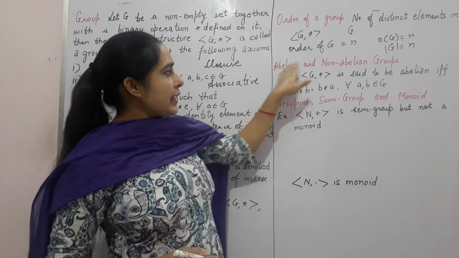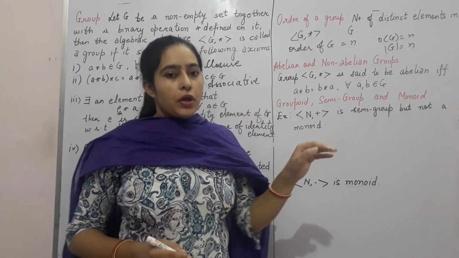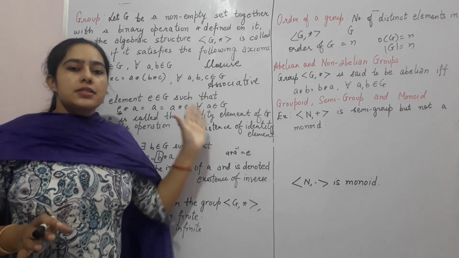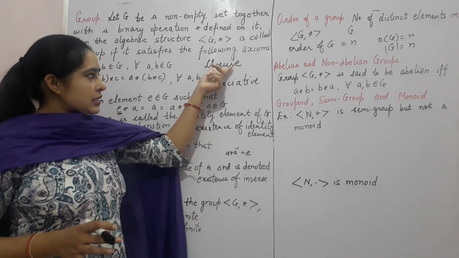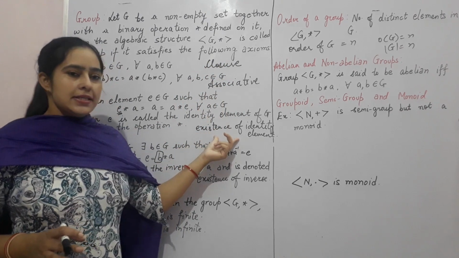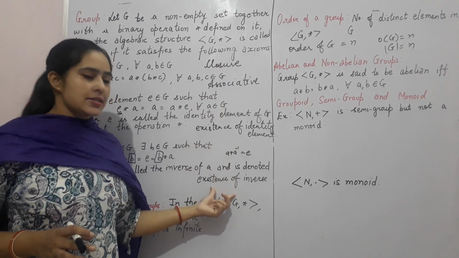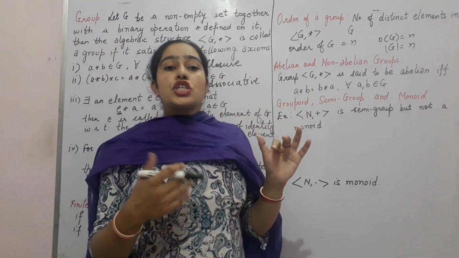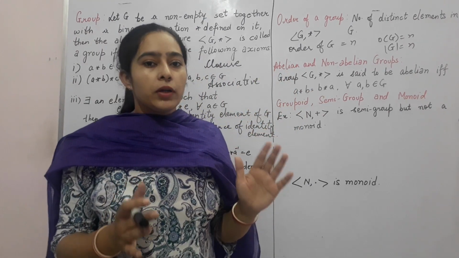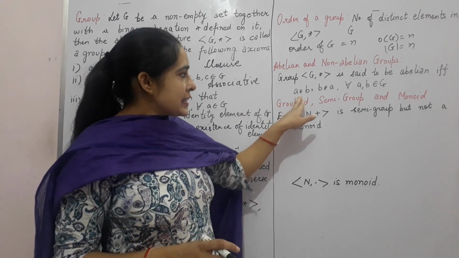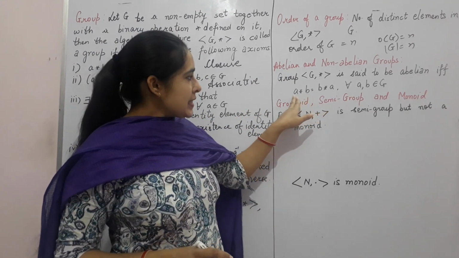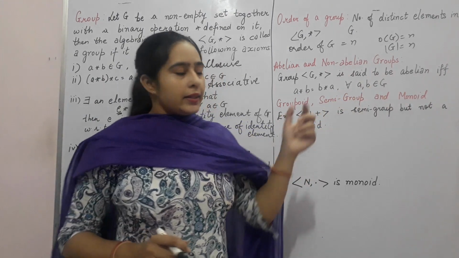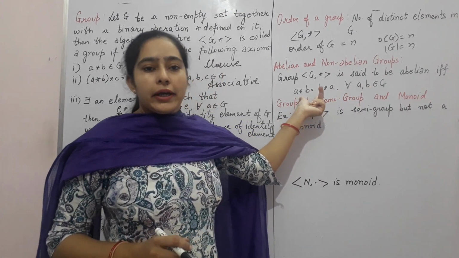Next is abelian and non-abelian groups. Now we have studied here that to form a group, four axioms should be satisfied. First one is closure, then associative, then existence of identity element, and then existence of inverse. Now to form an abelian group, one additional property should be there. A group will be abelian if it satisfies this property: a star b is equal to b star a for all a, b belongs to G. This property is known as commutative property.